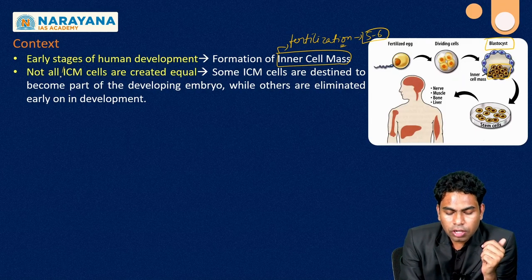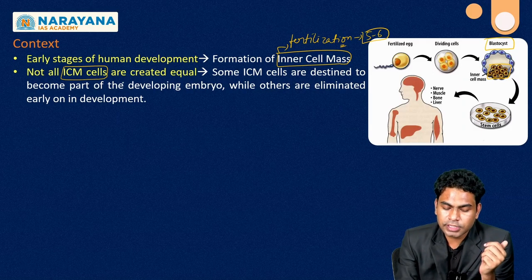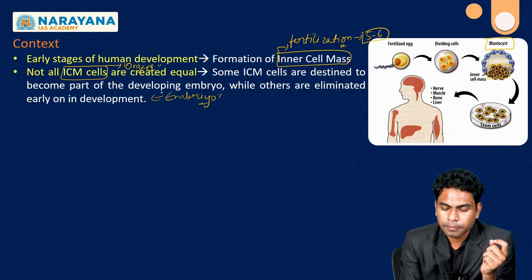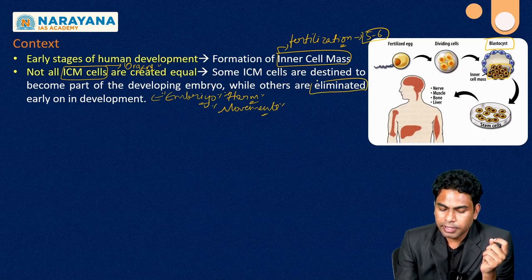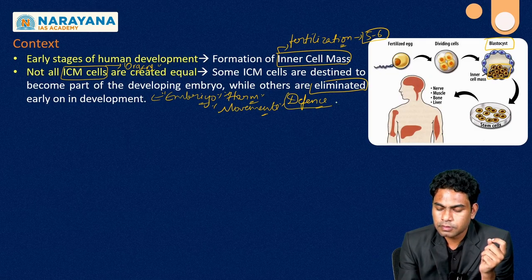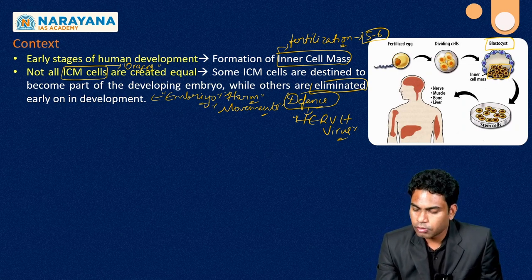And in these, all ICM cells are not of consequence to embryo development. Certain cells develop the organs, whereas certain cells are not important and actually impact the embryo, that is, harm the embryo by their movements. That is why they are eliminated in the early stage of the development itself. So we are going to see this defense mechanism played by the HERVH virus as we go along in these slides. As you could see, the inner cell mass has the ability to develop into various cells: nerves, muscle, bone, liver, etc. That is, the inner cell mass is a group of pluripotent cells.